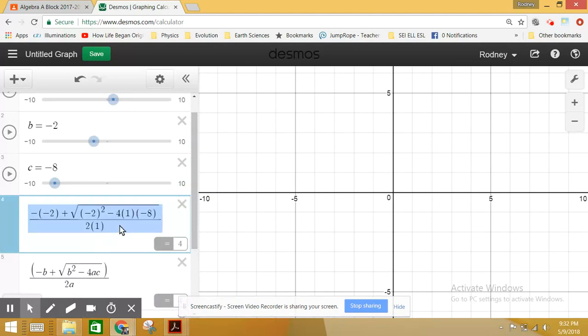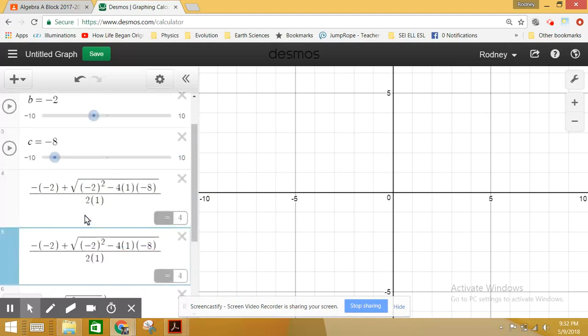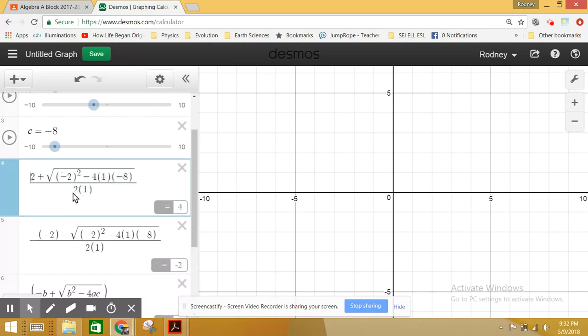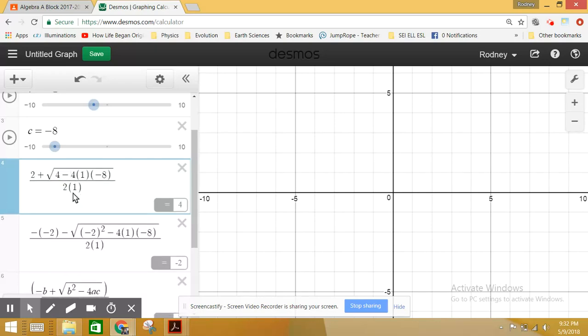So I'm going to copy that, paste that. And since it's a plus or minus, I need a minus version. And there it is, negative 2. Now, I could go ahead and simplify everything. So negative of negative 2 is positive 2. This part here becomes 4. 4 times 1 is just 4.